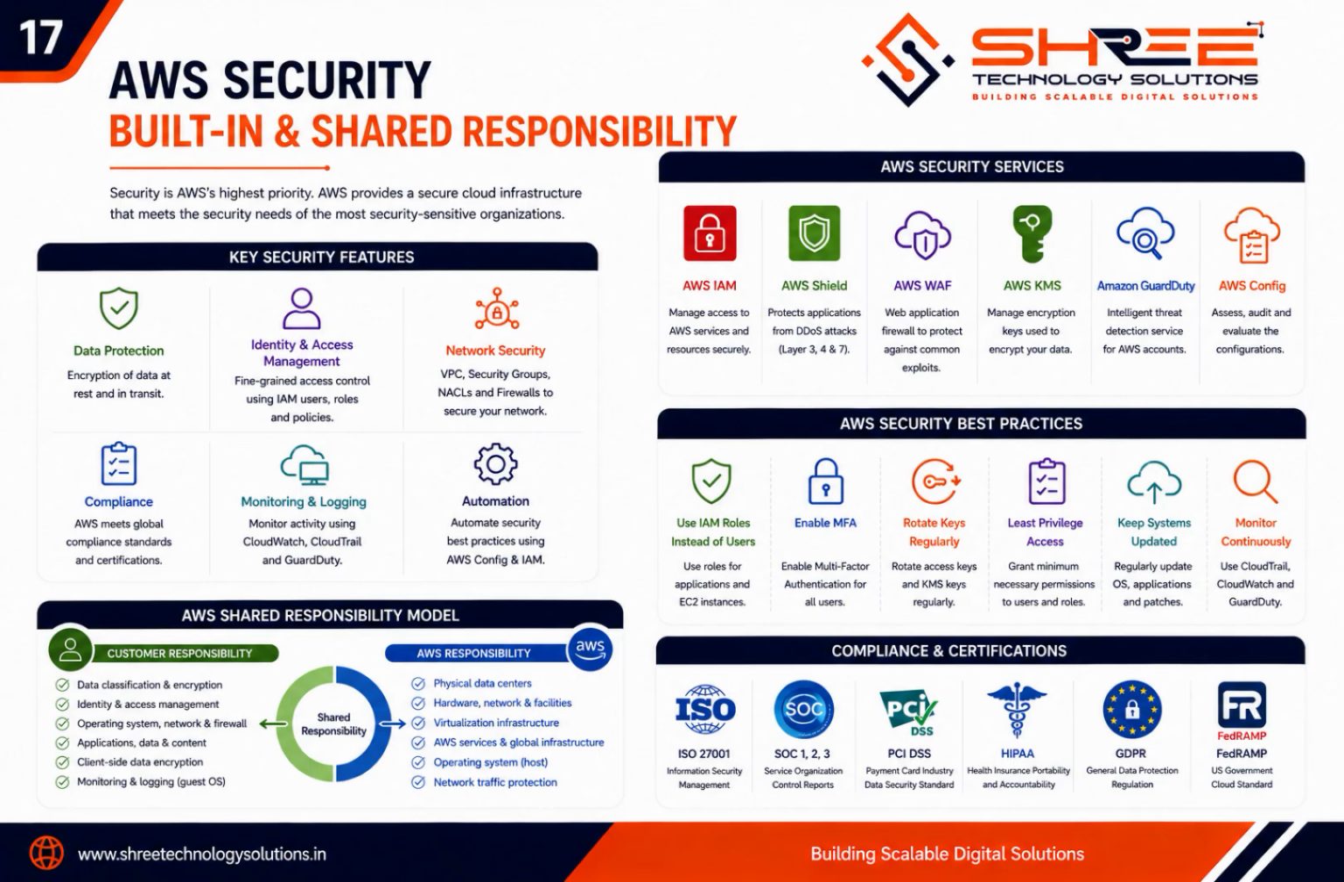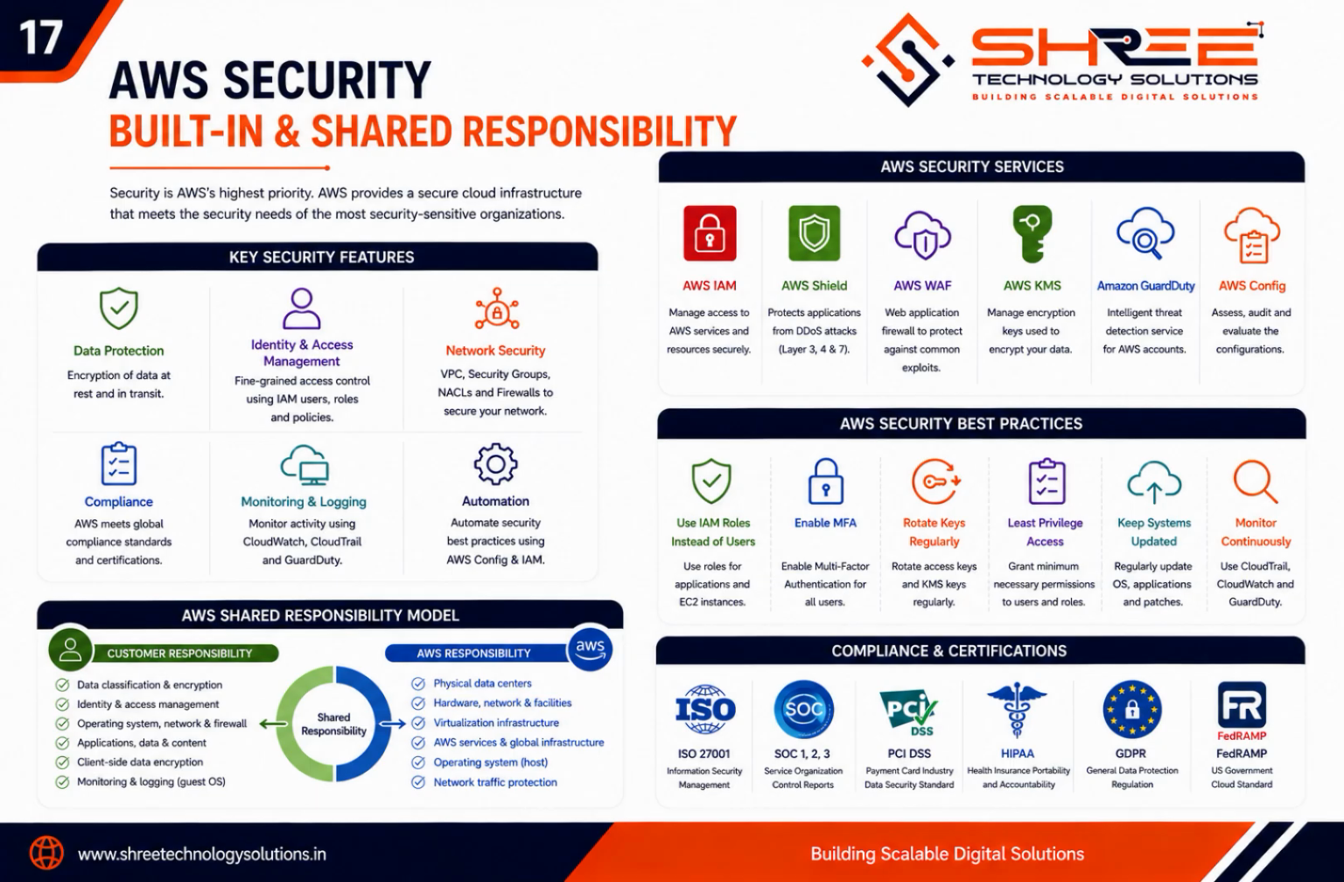Key security features include data protection, identity management, network security using security groups and NACLs, compliance and automated monitoring. AWS offers robust security tools like AWS IAM, AWS Shield for DDoS protection, AWS WAF for web exploits, AWS KMS for encryption keys, GuardDuty for threat detection, and AWS Config for compliance tracking.